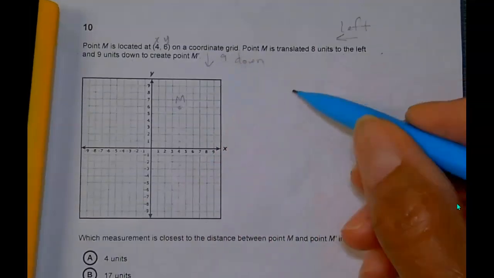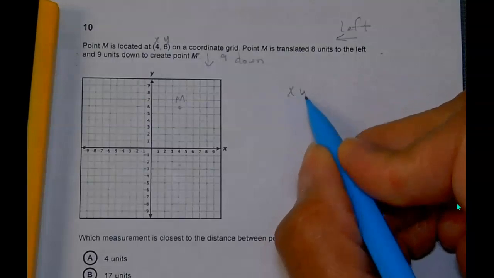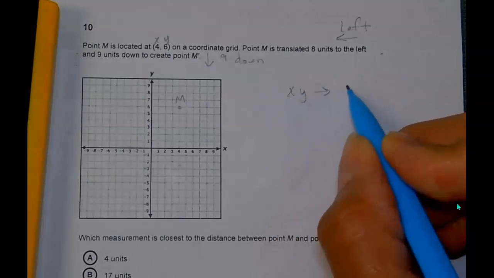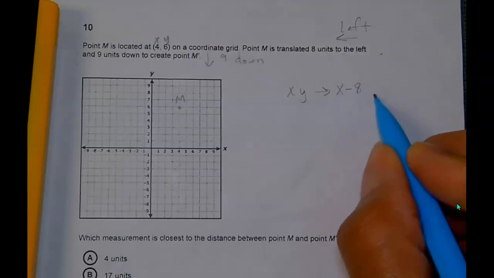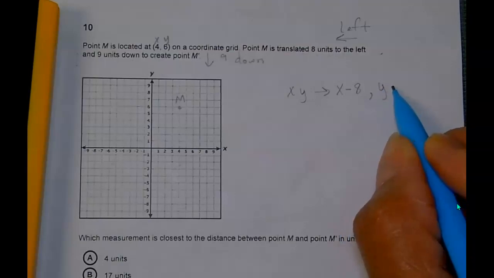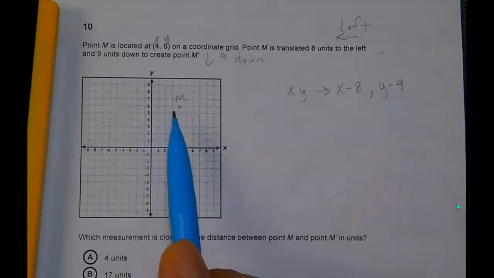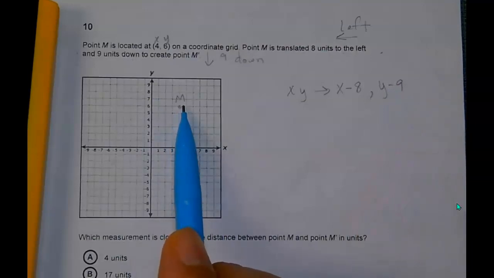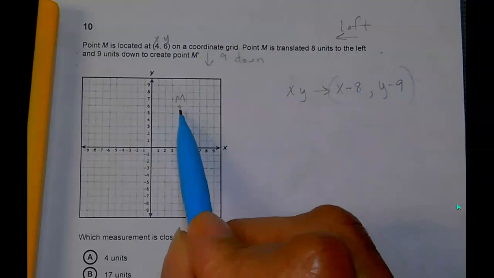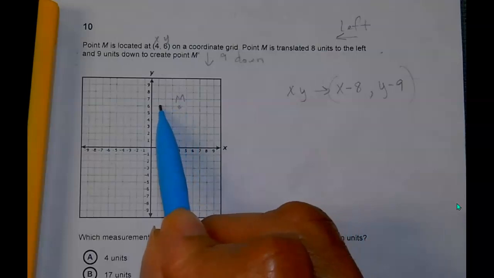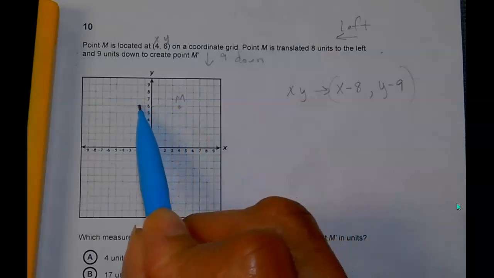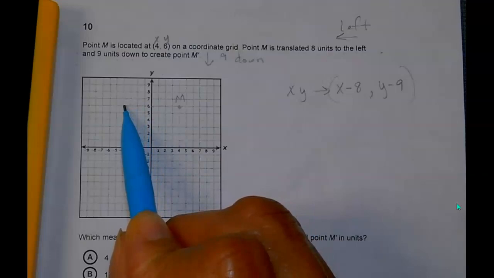So you know XY goes into X minus 8 and Y minus 9. So we're going to move eight units left. 1, 2, 3, 4, 5, 6, 7, 8. And then we're going to come down 9 units.